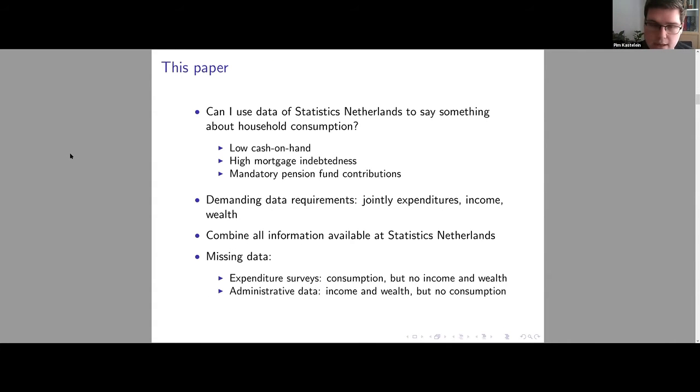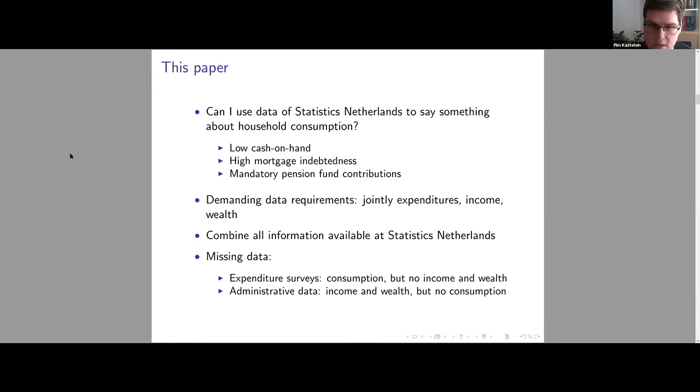So this is where I think it becomes more interesting to the audience here. The question of this paper is, can I use the data from Statistics Netherlands to say something about household consumption in the Netherlands, specifically thinking about these characteristics? So low cash on hand, high mortgage indebtedness, and mandatory pension fund contributions.